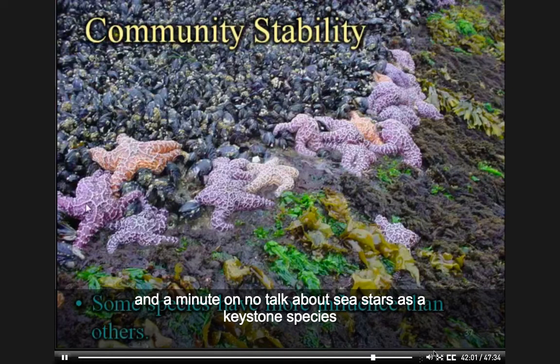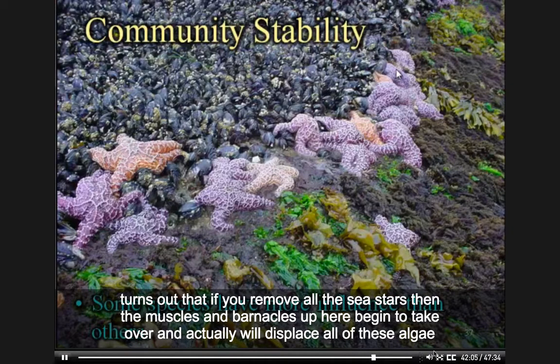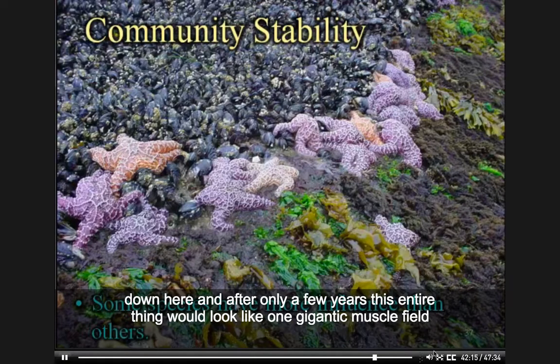And I'm going to now talk about sea stars as a keystone species. Turns out that if you remove all these sea stars, then the mussels and barnacles up here begin to take over and actually will displace all of these algae down here.